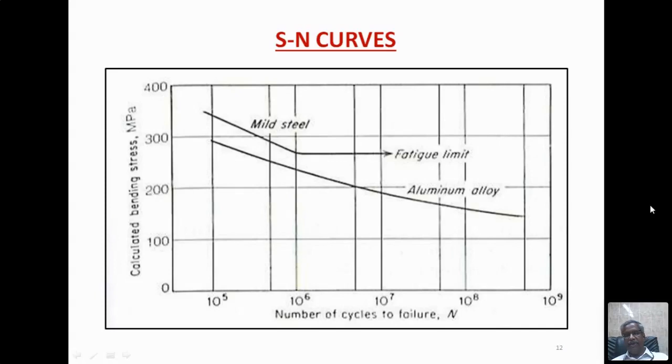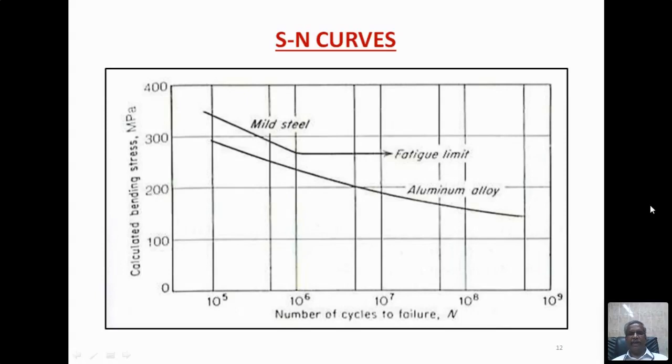But in other materials, if you take aluminium alloy, you see the curve is a drooping curve. Drooping curve means what? If the stress is high, the number of cycles is low. When the stress is reduced, at 300 it is 1 lakh cycles, at 200 it is nearly 50 lakh cycles, and below that it keeps going down and down. So there is no definite deviation; the curve does not become parallel to the x-axis.